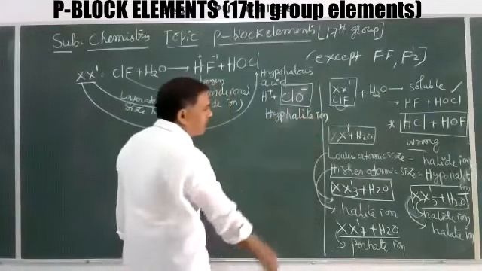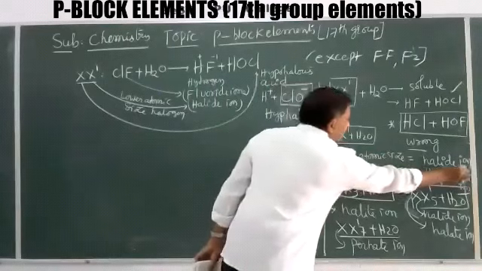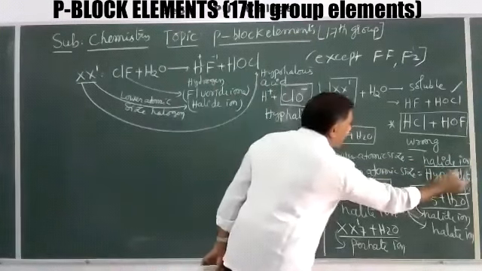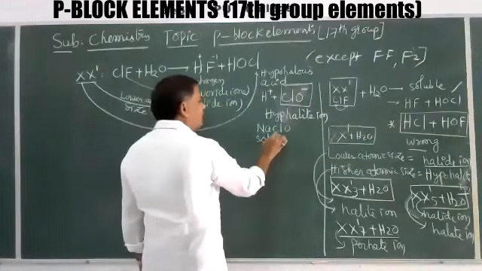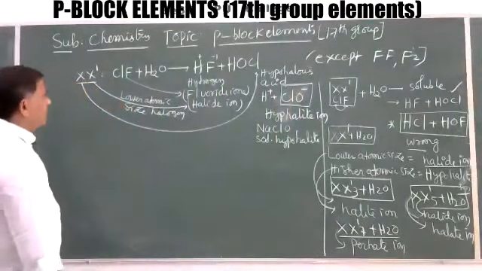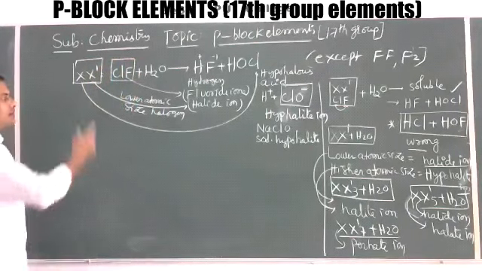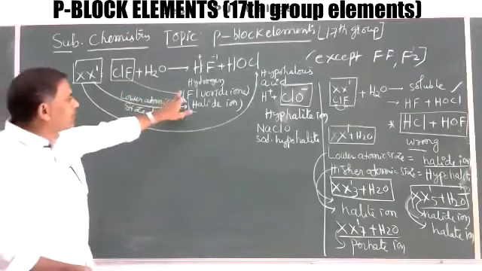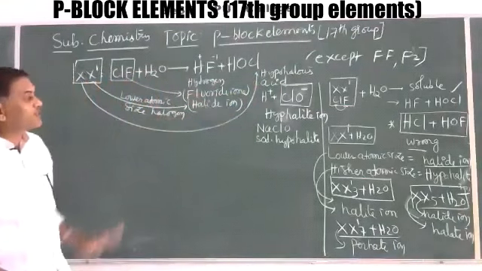Now clear? XX' is reacted with water. The lower atomic size halogen gives the halide ion. The higher atomic number halogen atom gives the hypohalite, like NaClO, which is a sodium hypohalite. Clear first one? So when an XX' model is dissolved in water, in this interhalogen, whichever is the lower atomic number element always gives the halide ion, that is the fluoride ion. The higher atomic number element gives the corresponding hypohalite.